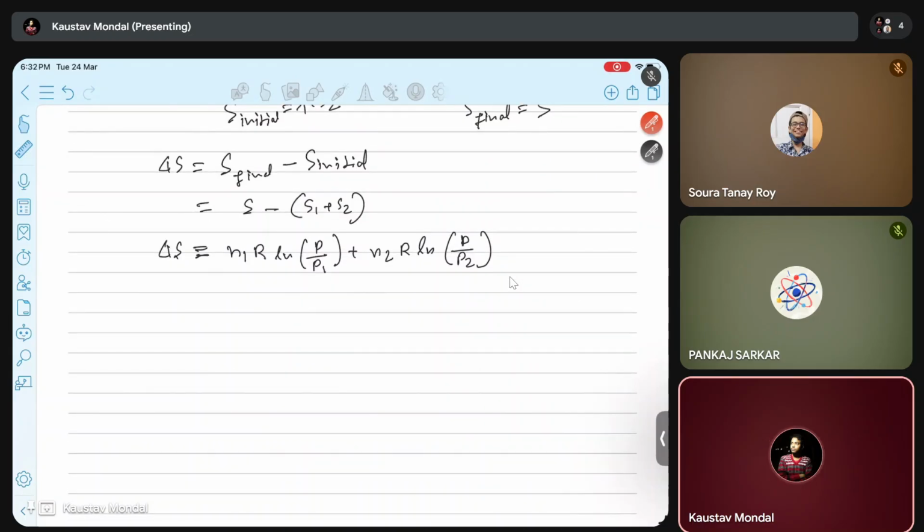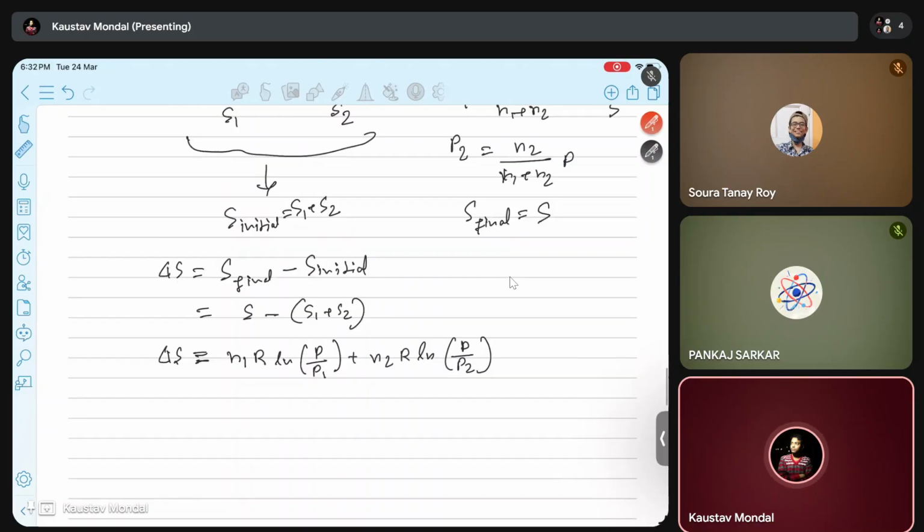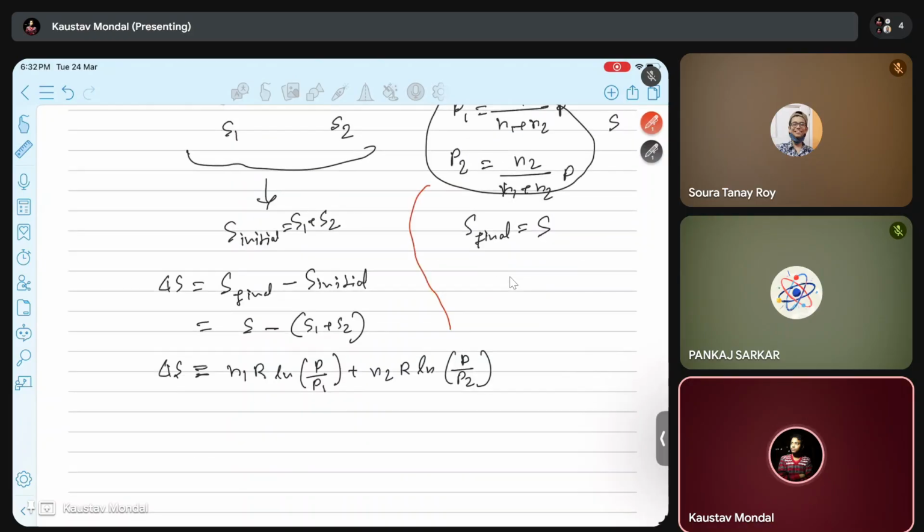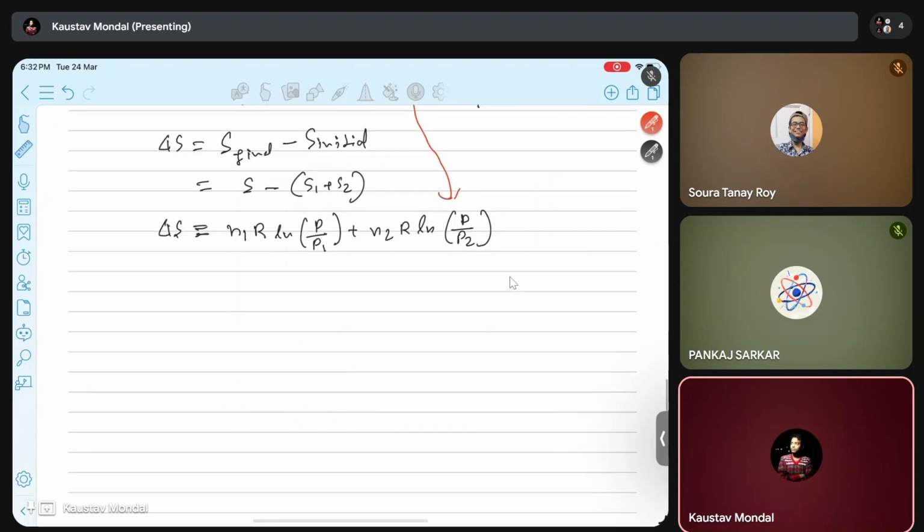Now you know the expression of P1 and P2 in terms of P. You can substitute it here. After the substitution, delta S will take the form N1 R ln (N1 plus N2) by N1 plus N2 R ln (N1 plus N2) by N2.